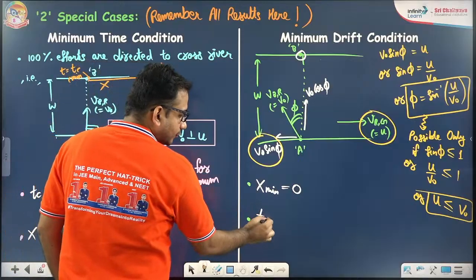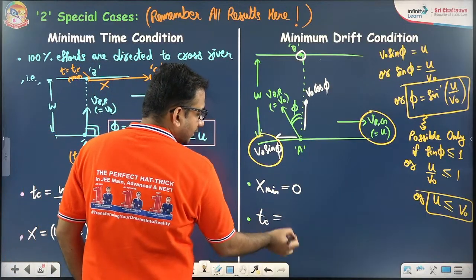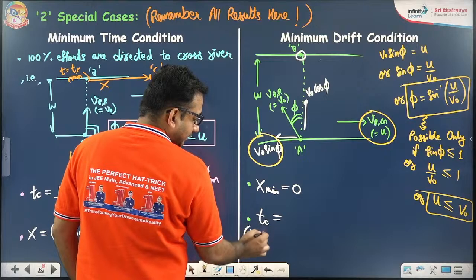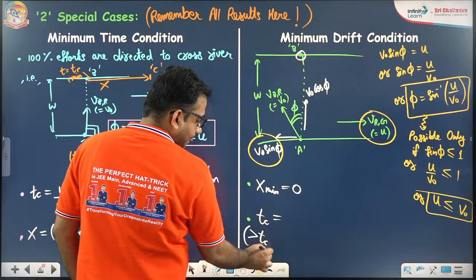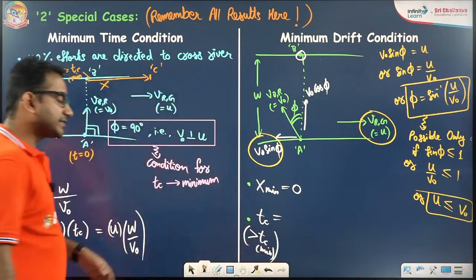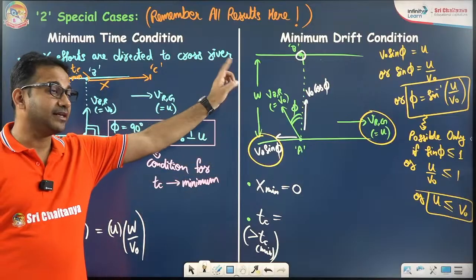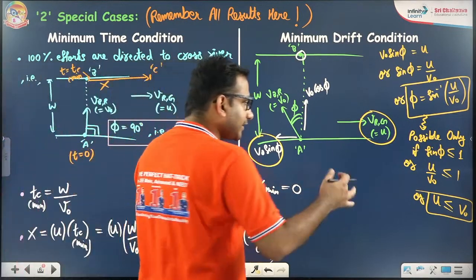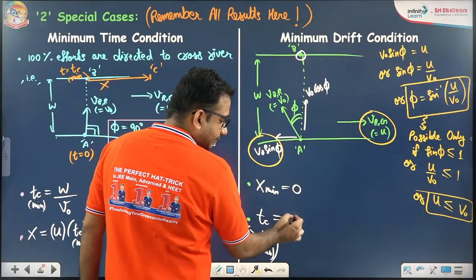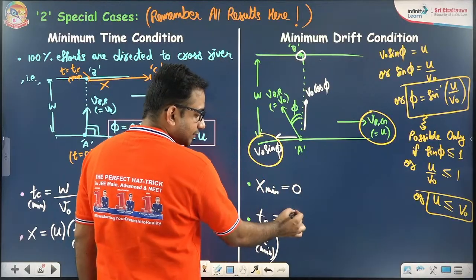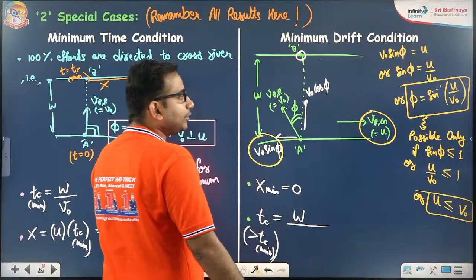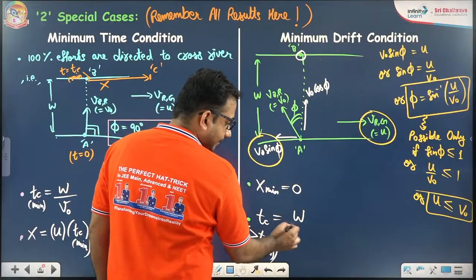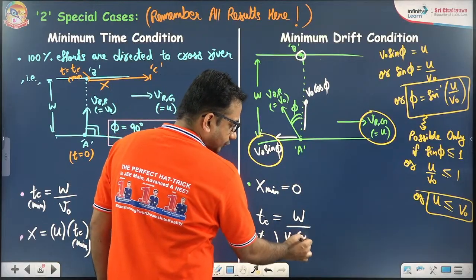And the time of crossing will be greater than the time of crossing minimum. Obviously, the time of crossing in the minimum drift case will be greater than the time of crossing minimum, because minimum is the least value and everything else will be bigger than that. So that will be equal to how much time? W by V naught cos phi.